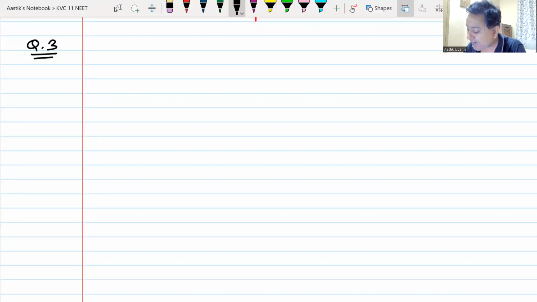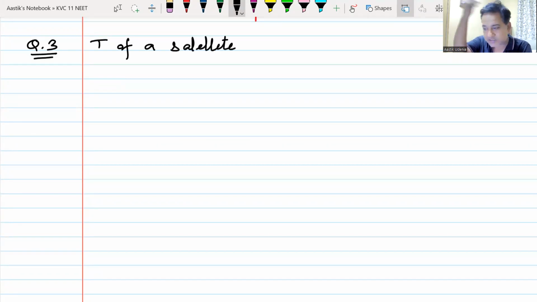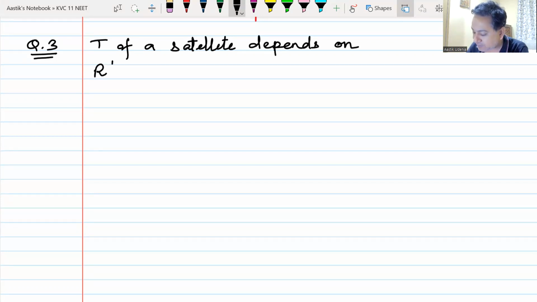The next one: time period T of a satellite. Have you heard the word satellite? Yes or no? Satellite is that which goes around your planet. Time period of a satellite T depends on, what will it depend on? Tell me. Depends on, what will it depend on? R. What do you mean by R?